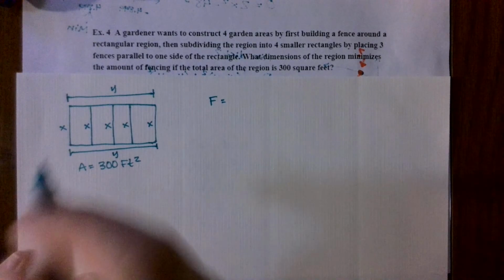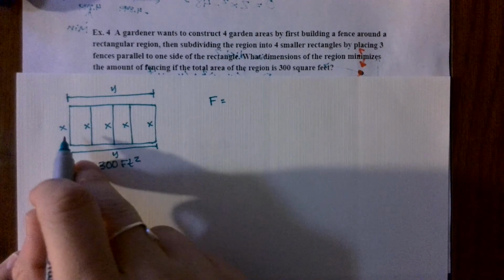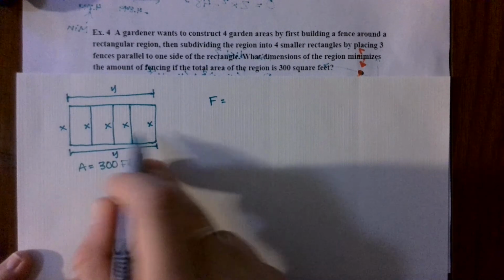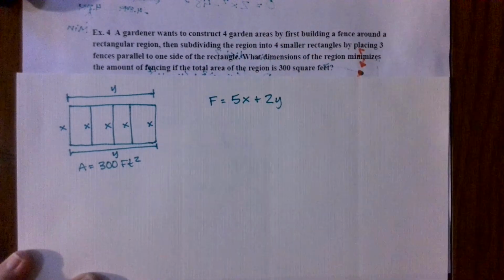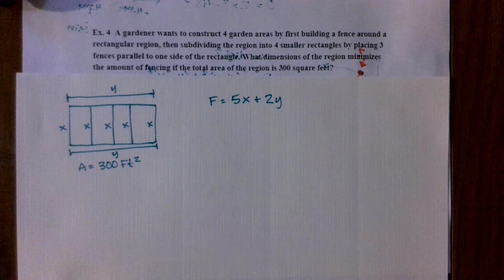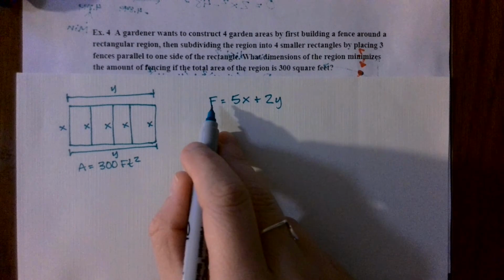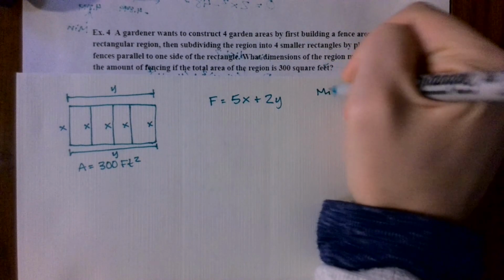So if I'm using all of this fencing, that means I ended up using 5 x's and 2 y's. That's how much fencing I ended up using. This is what I'm going to be minimizing. I want the minimum fencing.